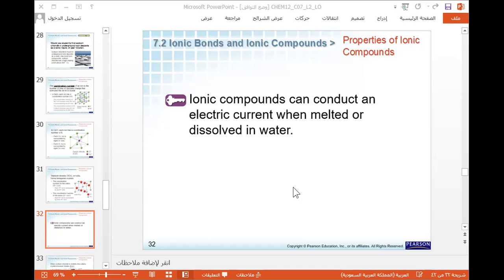Excellent. As your colleague mentioned, when an ionic compound is melted or dissolved in water, the ions are free to move, so they can conduct electric current. While an ionic compound in the solid state cannot conduct electric current because the ions are tightly tied together and cannot move freely to conduct the electric current.